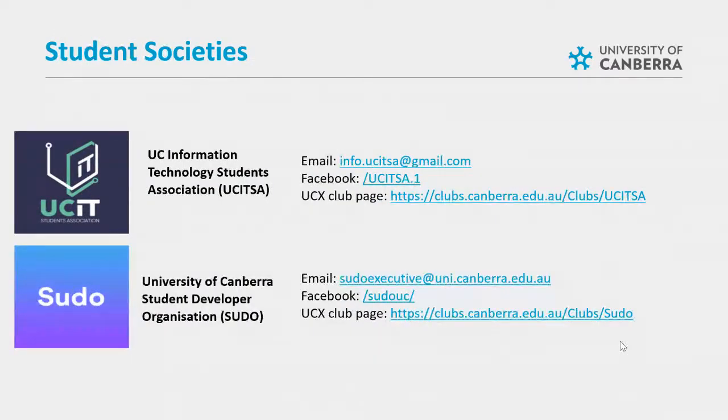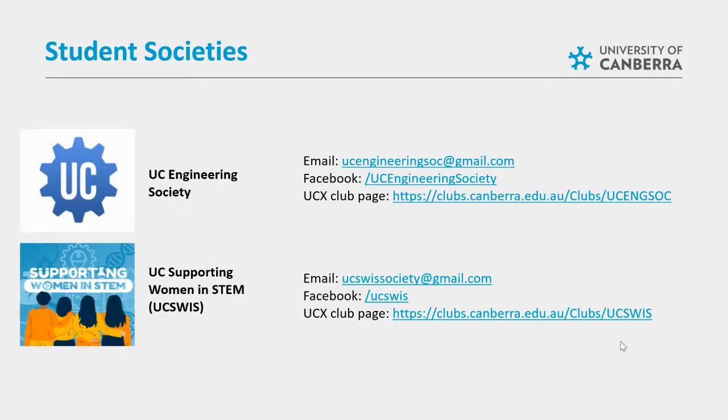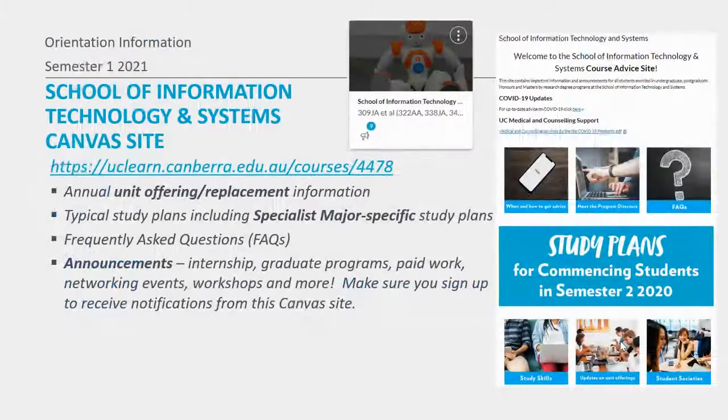There are some student societies which you might consider joining if you haven't already. There's the UC Information Technology Students Association, the University of Canberra Student Developer Organisation, for those of you who are interested in joining a group of your peers. Also the Engineering Society and the UC Supporting Women in STEM Society.